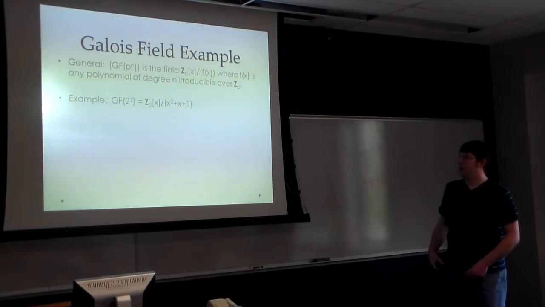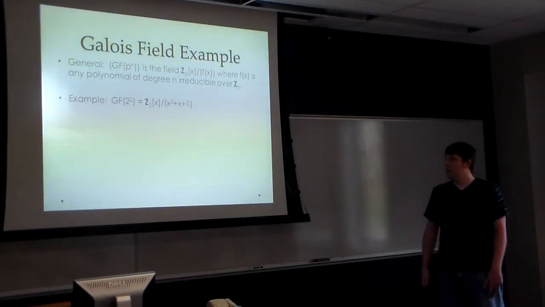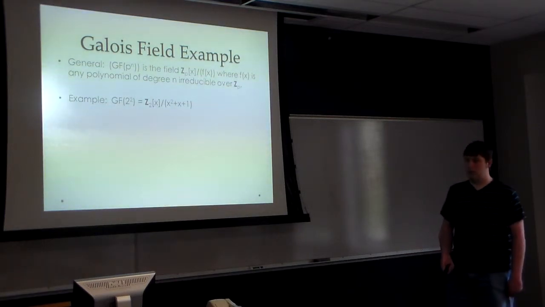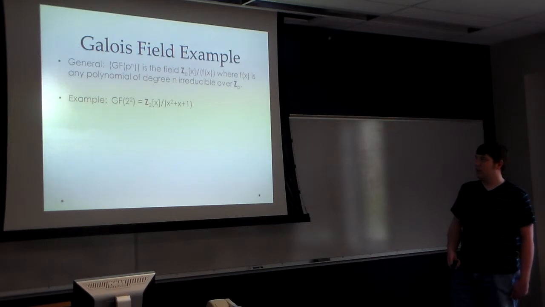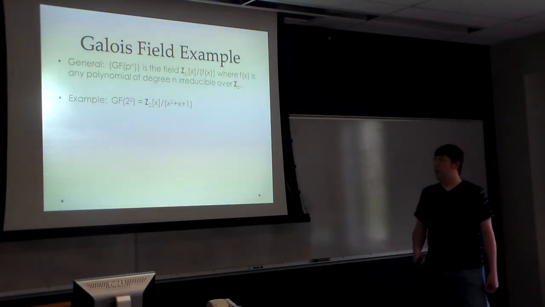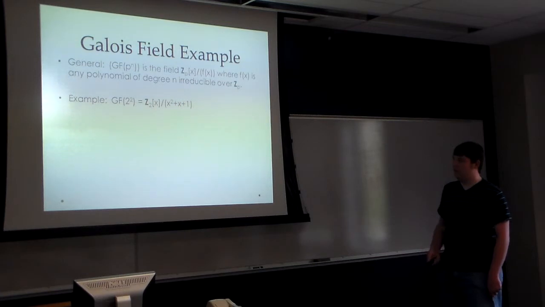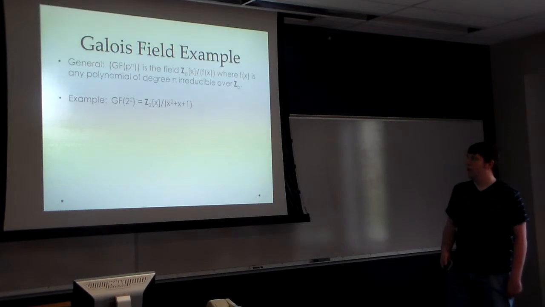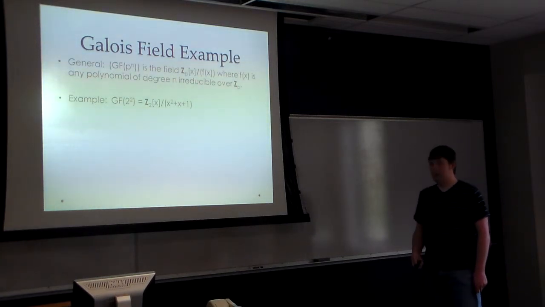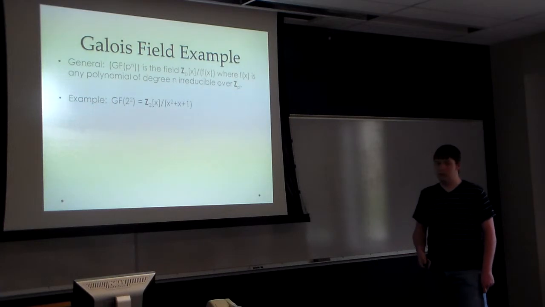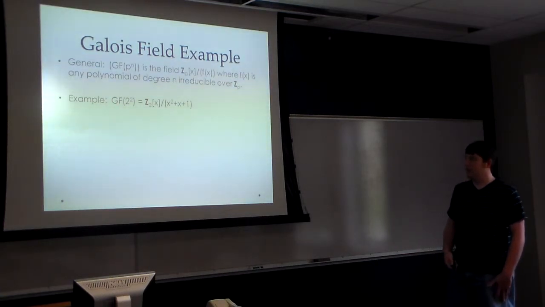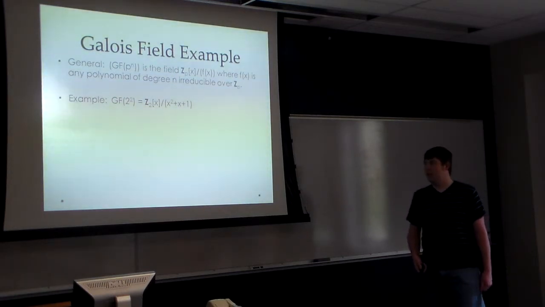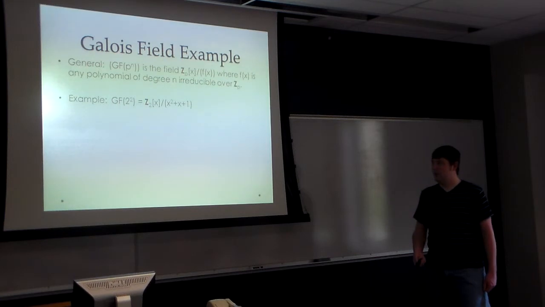Then I have examples of what a Galois field would be. In general, your Galois field, p to the n, is the field, the integers mod p adjoined with x over f of x, where f of x is any polynomial of degree n, which we get back from p to the n. And this polynomial of degree n has to be irreducible over the integers mod p. So an example of this is the Galois field 2 to the 2, which is the integers mod 2 adjoin x over x squared plus x plus 1.